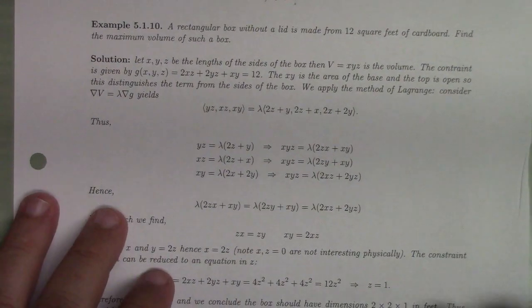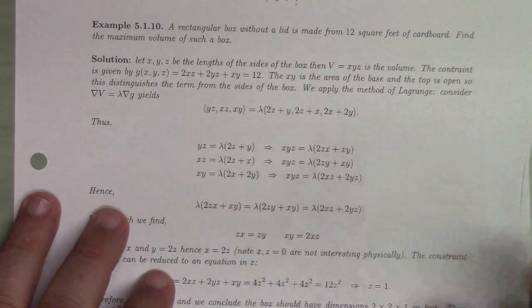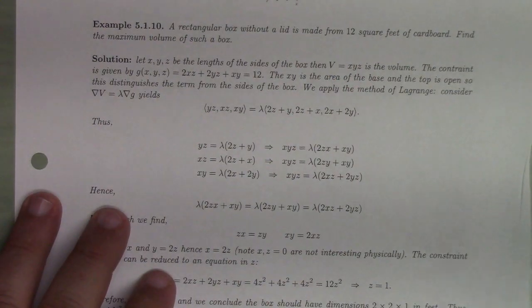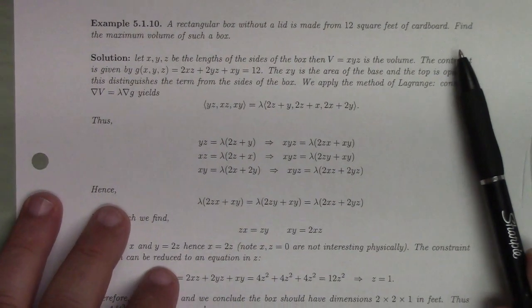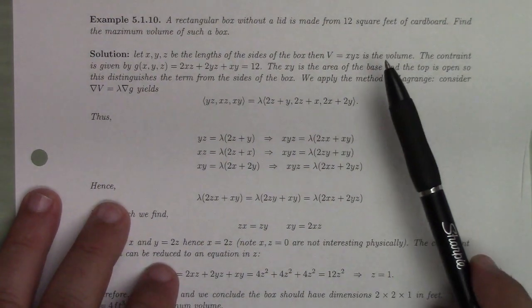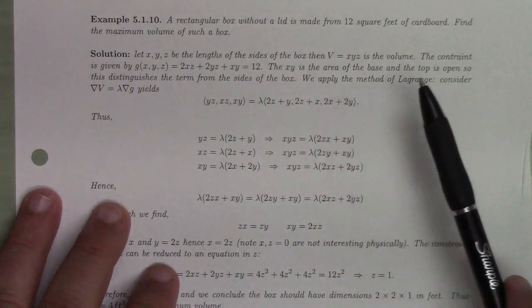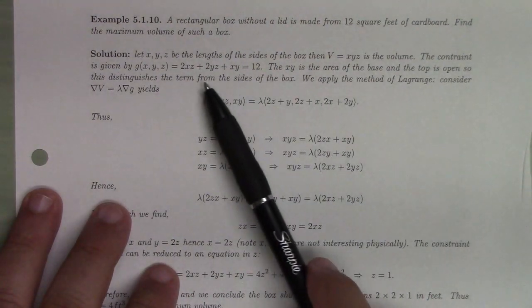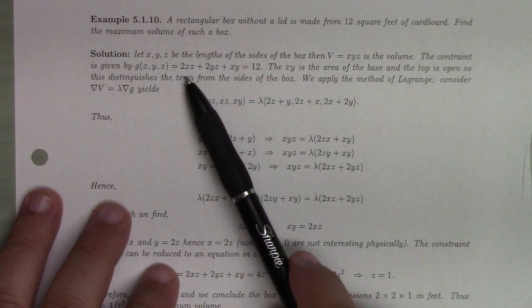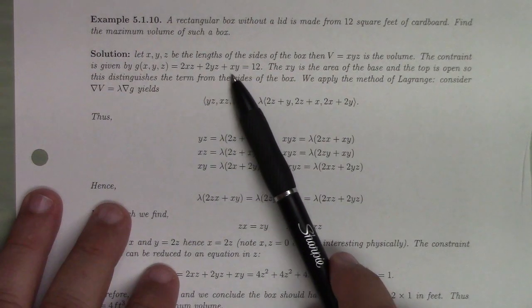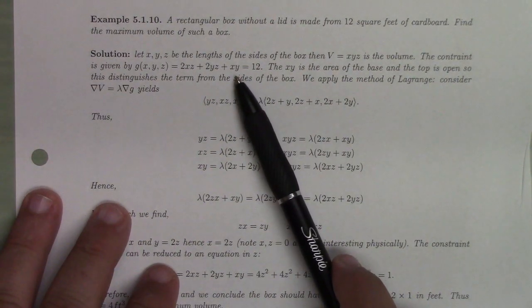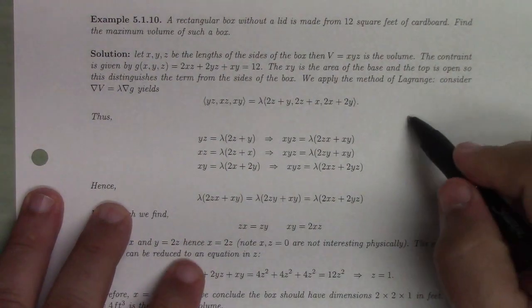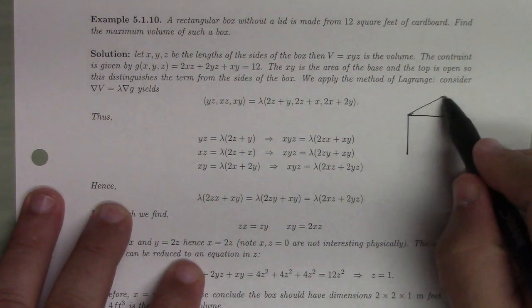Here's a popular one. A rectangular box is made without a lid, from 12 square feet of cardboard. Find the maximum volume of such a box. Well, basically you're constrained by the surface area, 2xz plus 2yz plus xy equals 12. The asymmetry here with xy is because, of course, making the picture something like this, right?